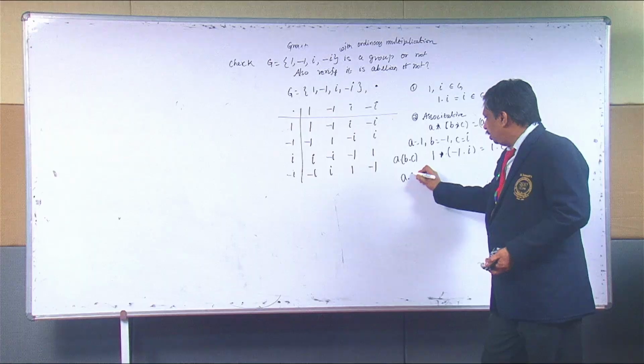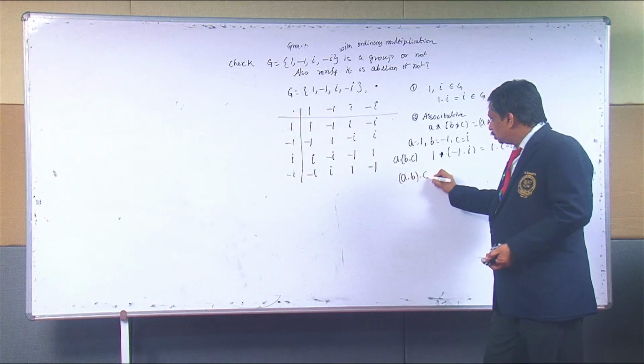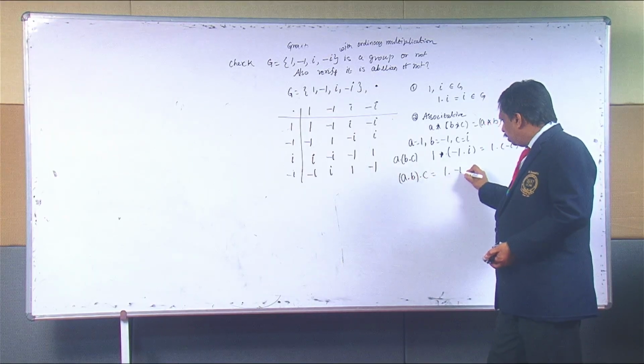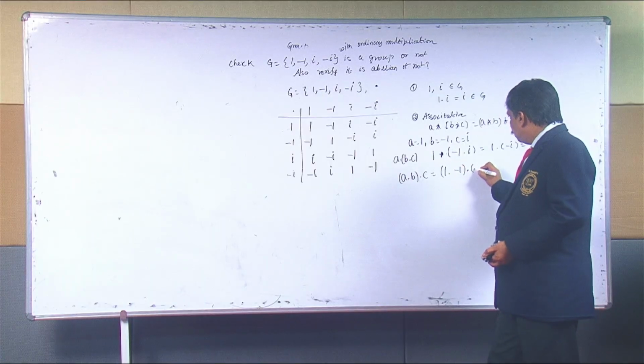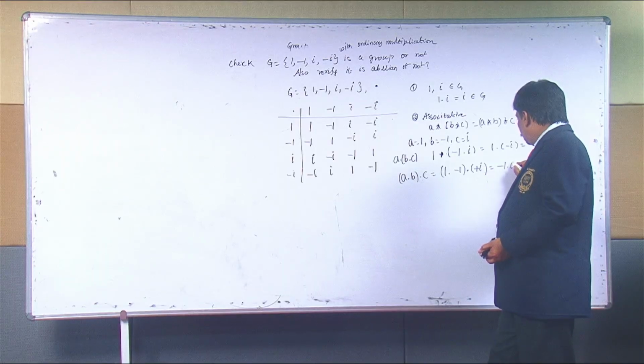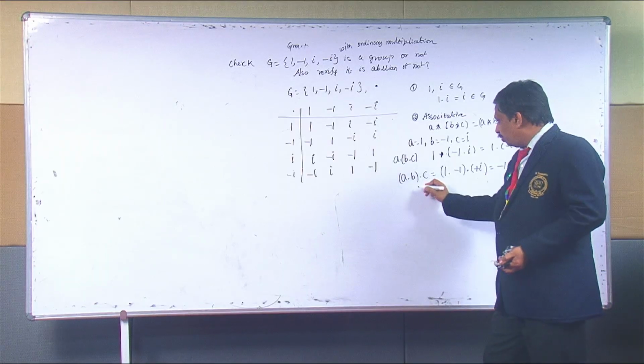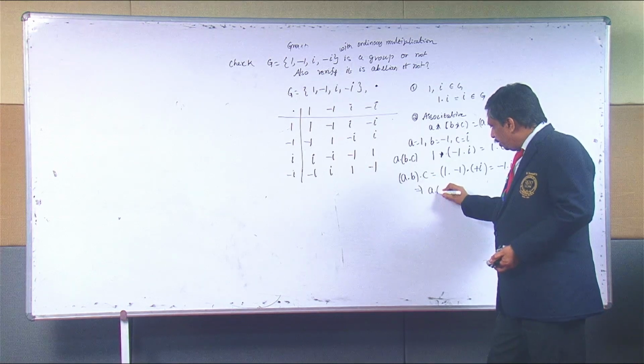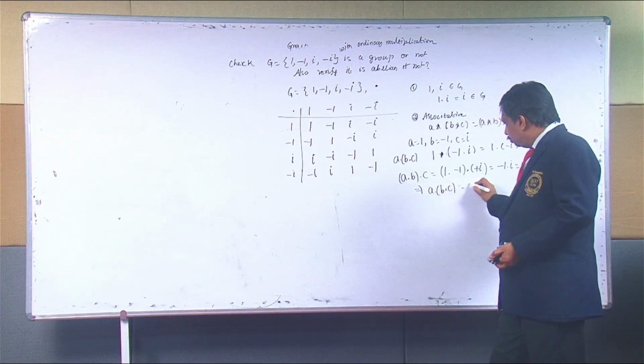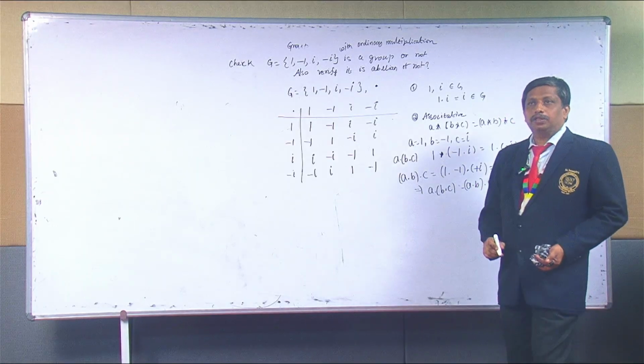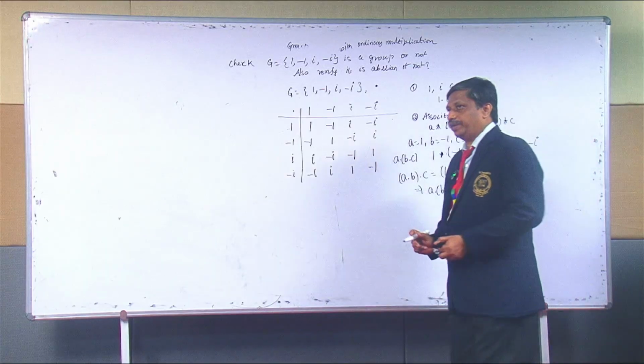Similarly, we can come to A dot B dot C. Then 1 multiplied with -1 multiplied with i. So what is that? -1 dot i is equal to -i. From that we can understand that (A dot B) dot C is equal to A dot (B dot C). So therefore the closure property is satisfied.